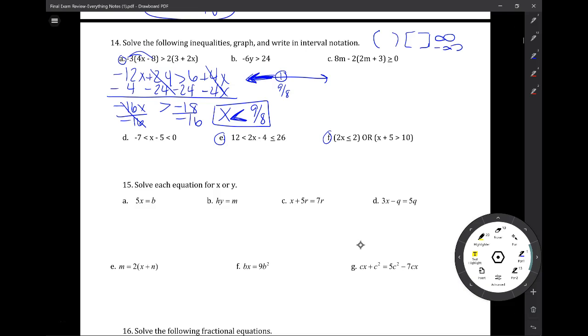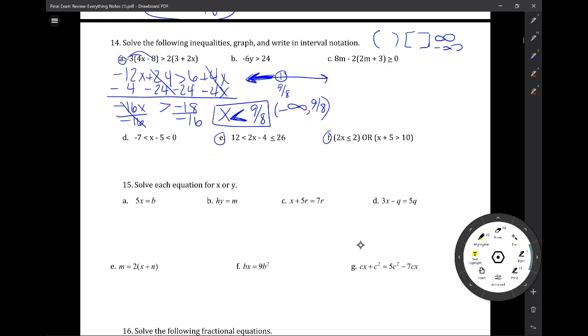Which means the interval that would match that would be going from negative infinity and then stopping at 9/8 with a parenthesis, because remember, filled in is the square bracket. So if it's not filled in, it's the parenthesis. So feel free to try B and C on your own, either using your shading or whatnot.